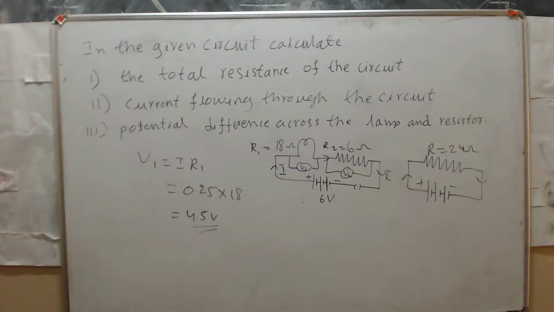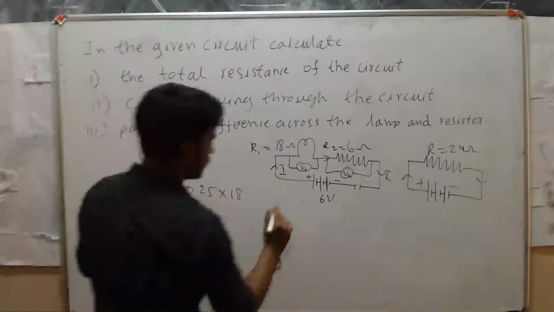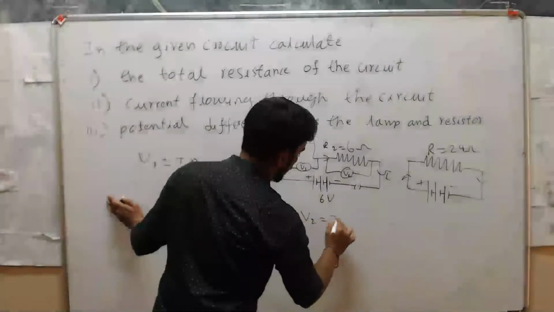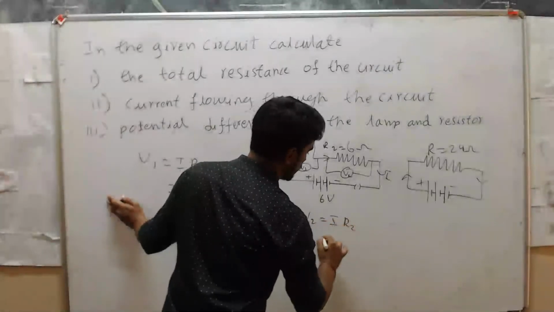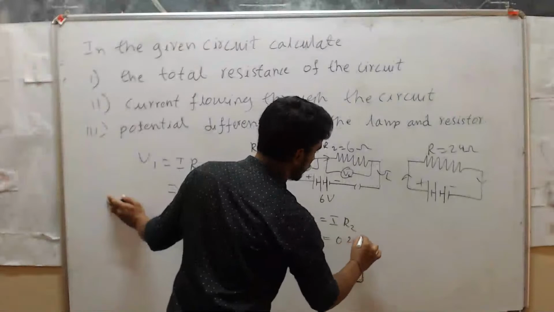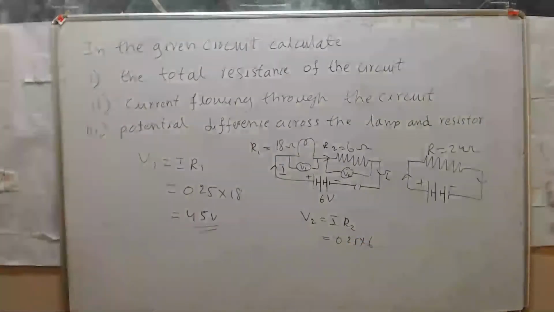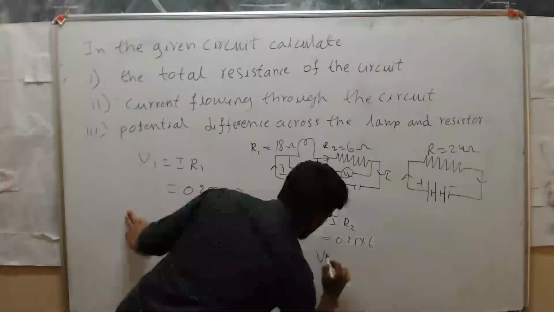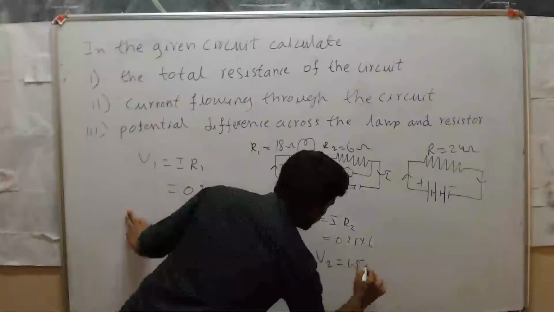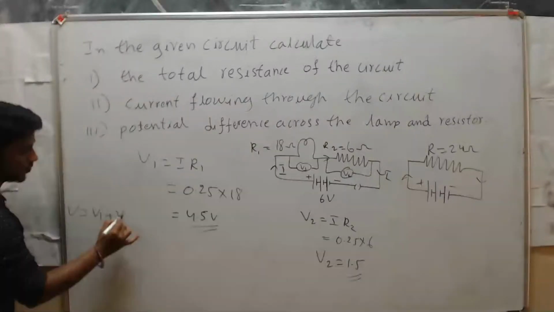Next, find out V2. So V2 is equals to I into R2. V is 0.25 into 6. What is the answer? 0.25 into 6. So here you will get V2 is equals to 1.5. So here V is solved. What is V1?